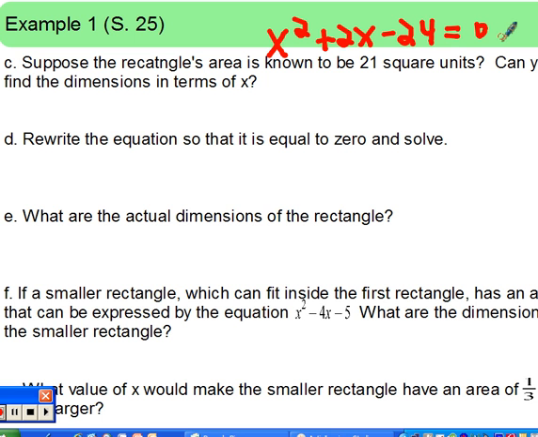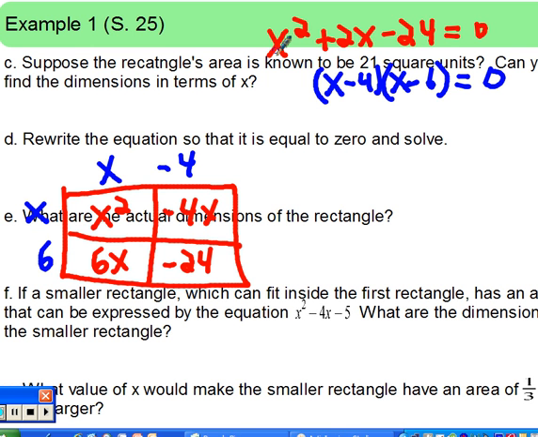Alrighty, so I have to solve this equation. We haven't seen anything like this before. So we're going to use what we have learned already about the zero product property and about factoring trinomials. So I'm going to go ahead and factor this trinomial. We know how to do that.